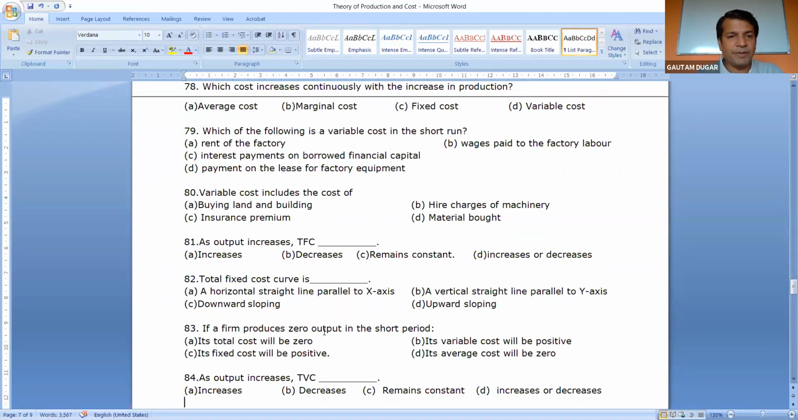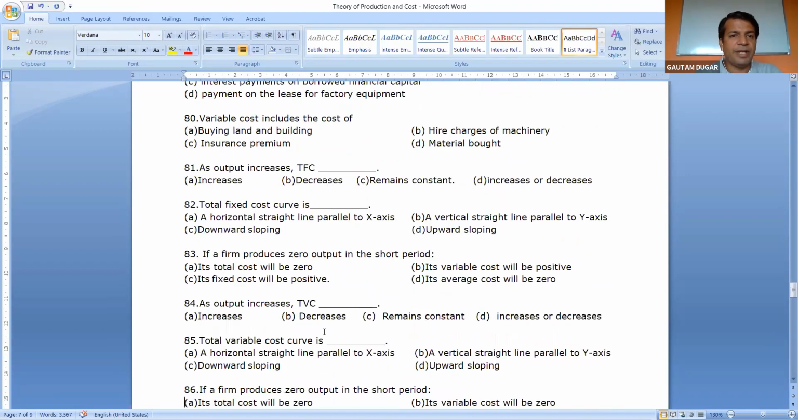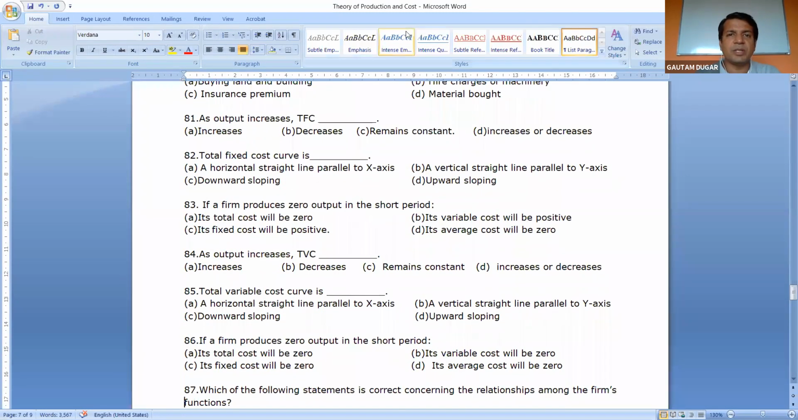Now, coming to the total fixed cost and the total variable cost curve, 81 onwards. Read the questions. I'm just giving you 1 minute. So read a few questions.